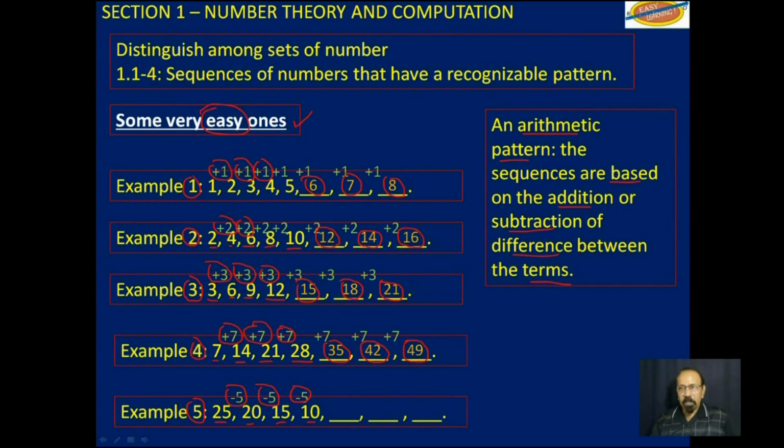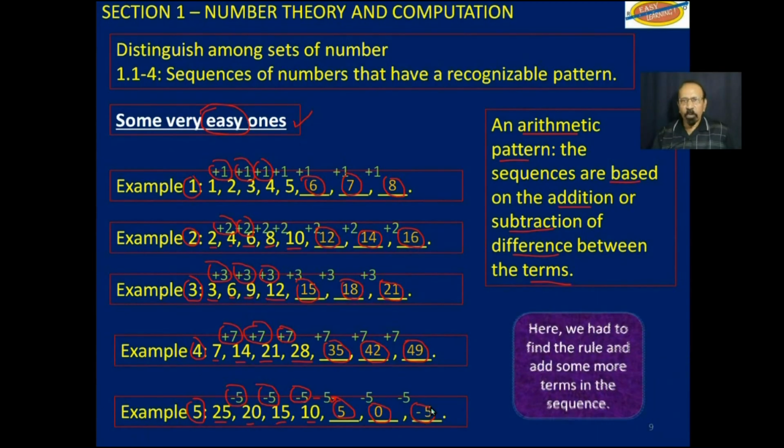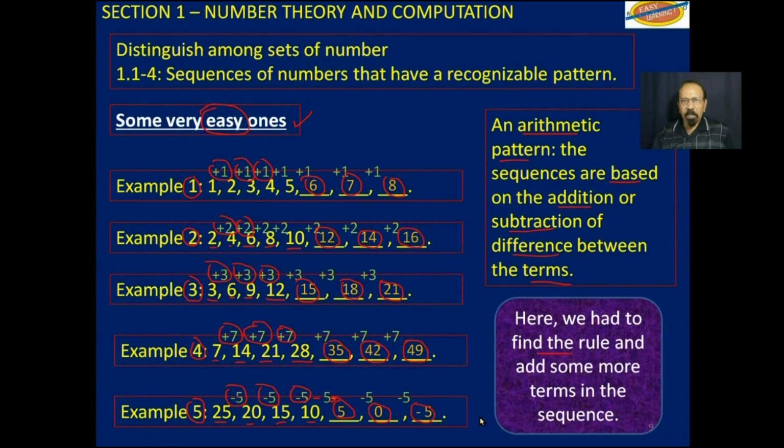So this next term here, you will subtract 5. And the next term, you will subtract 5. And the next term, you will subtract 5. So this will be 5, this will be 0, and this will be negative 5. So those are the simple ones. Here we had to find the rule and add some more terms in the sequence.